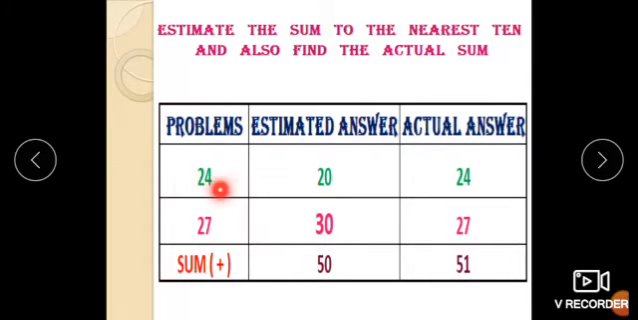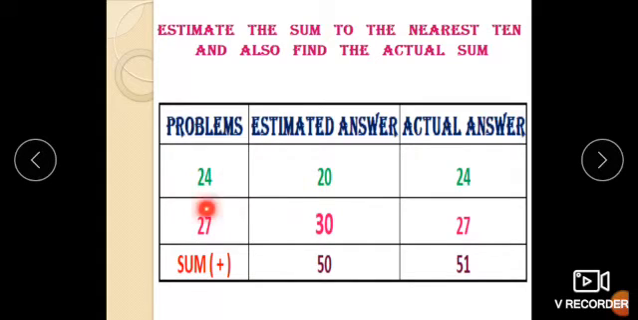First we look at 24. 4 is less than 5, so we use the round down rule, which decreases the value. So the estimated value of 24 is 20.